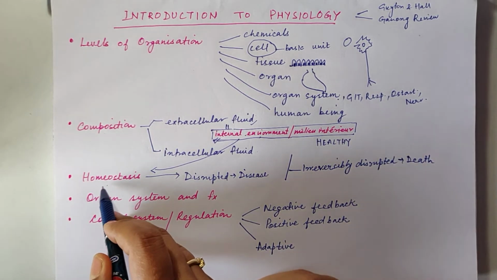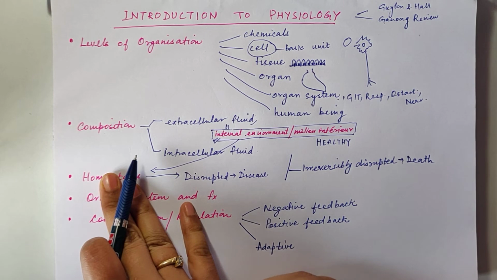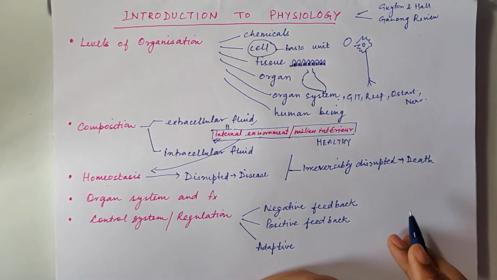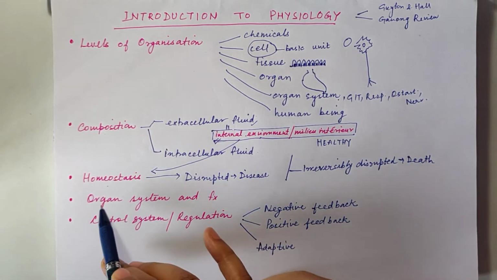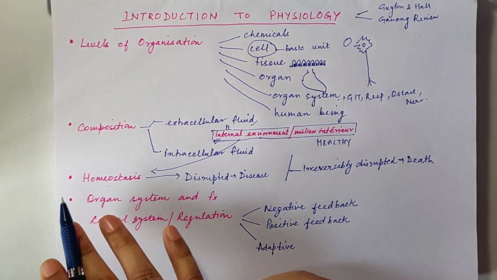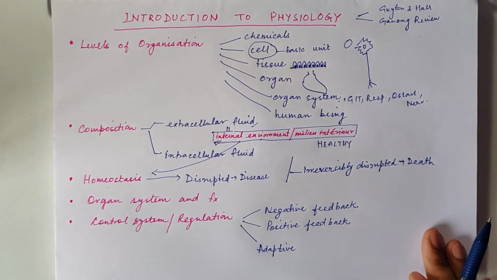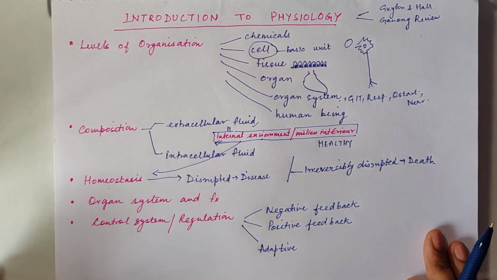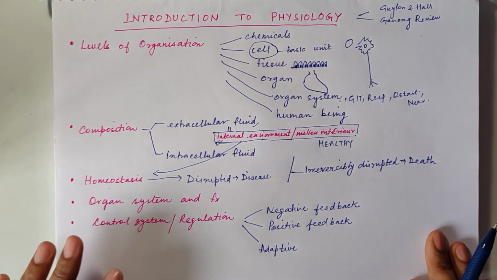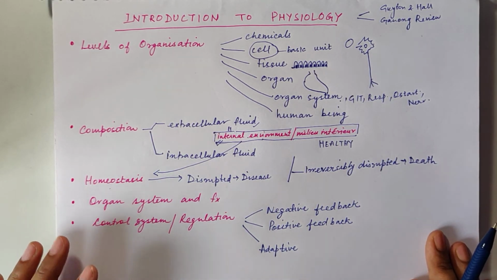So that is the importance of homeostasis. How that homeostasis is maintained, we'll read it in subsequent chapters. After that, in the introduction, you should know about the different organ systems and their function, but I'm not going to deal with them here. We'll take them up as we come to individual organ systems, because you know of them from your biology.